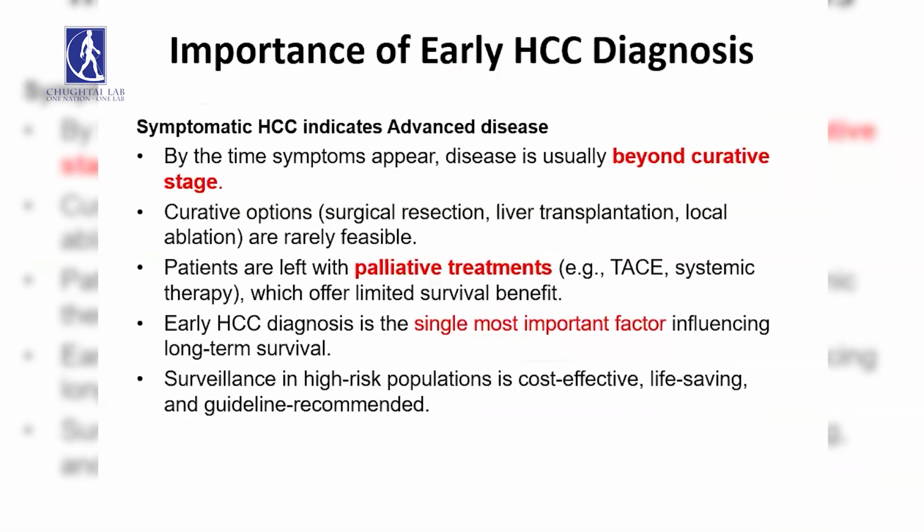Symptomatic hepatocellular carcinoma indicates advanced disease. By the time symptoms appear, the disease is usually beyond the curative stage. Curative options like surgical resection, liver transplantation, and local ablation are rarely feasible. Patients are left with palliative treatment like systemic therapy and transarterial chemoembolization, which offer limited survival benefits.